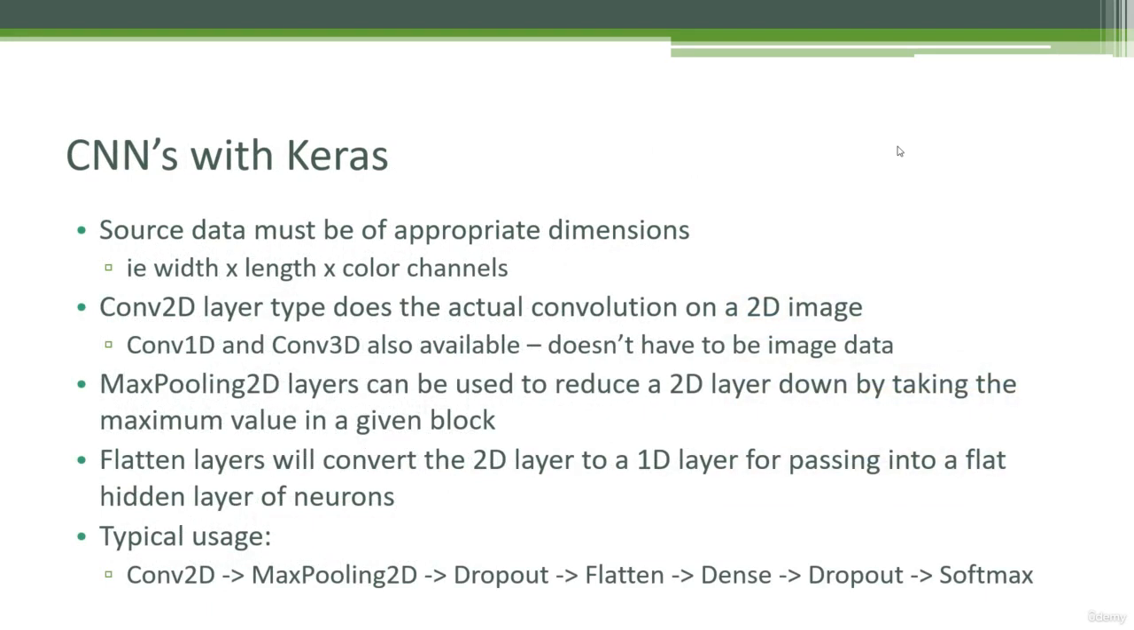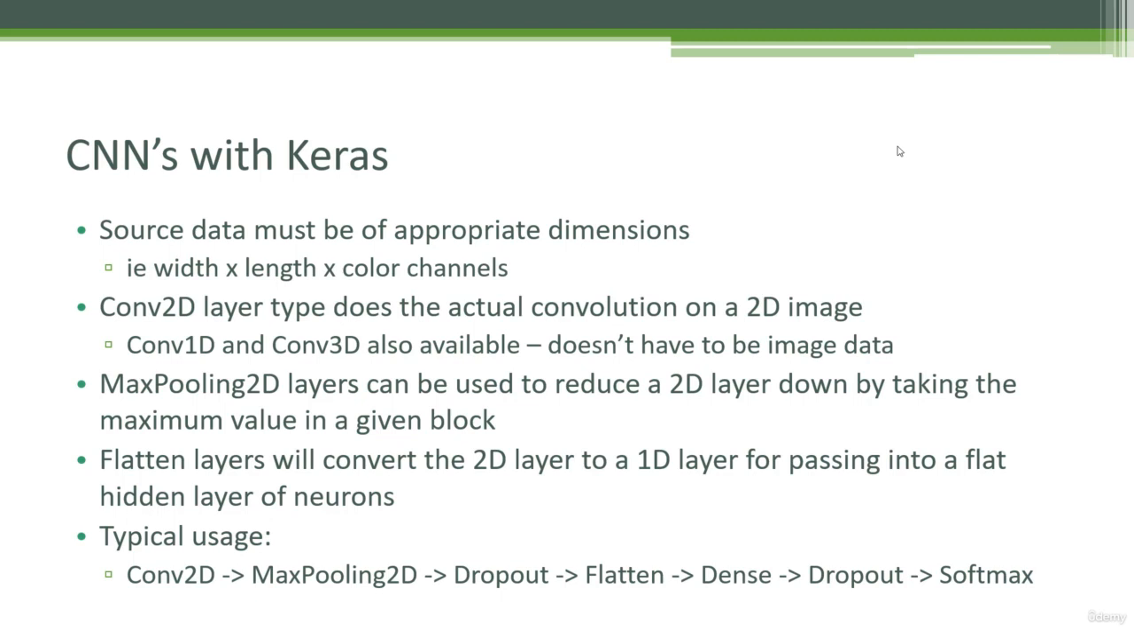So how do you build a CNN with Keras? Obviously, you probably don't want to do this at the low-level TensorFlow layer. You can, but CNNs get pretty complicated. A higher-level library like Keras becomes essential. First of all, you need to make sure your source data is of the appropriate dimensions, of the appropriate shape, if you will. And you are going to be preserving the actual 2D structure of an image if you're dealing with image data here.